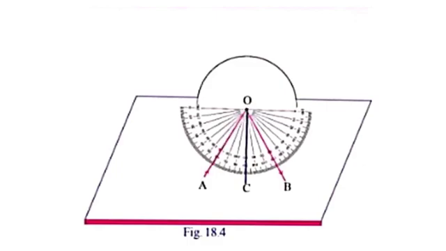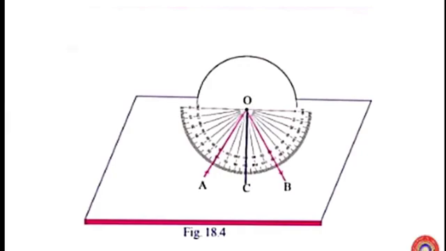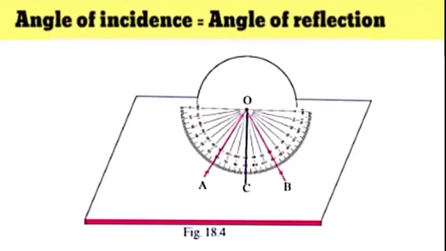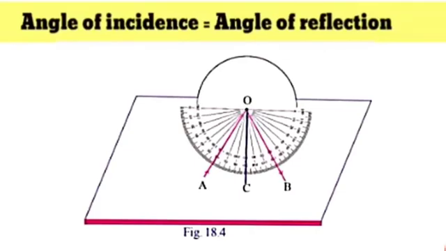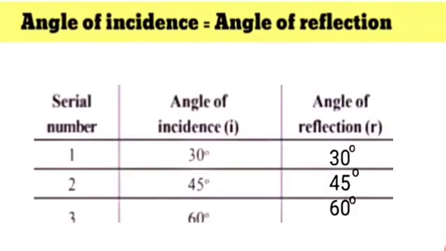Try to draw the path of the reflected ray. Let's consider the path of the reflected ray is OB. Then find out the angle of reflection. What do you see? So you can understand that angle of incidence is equal to angle of reflection. Repeat the experiment by changing the angle of incidence and analyze the readings. What have you understood from that? Yes, angle of incidence is always equal to angle of reflection. Once again, angle of incidence and angle of reflection are equal in spherical mirrors.